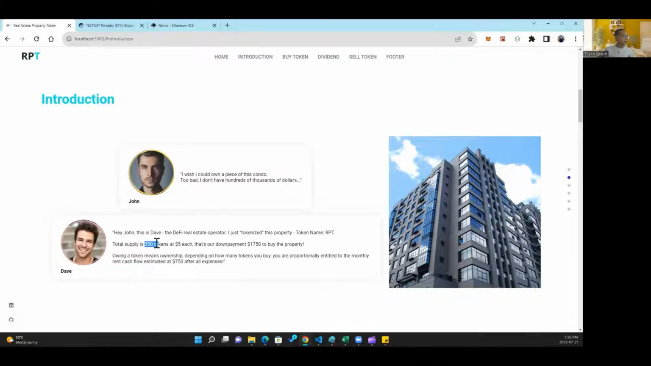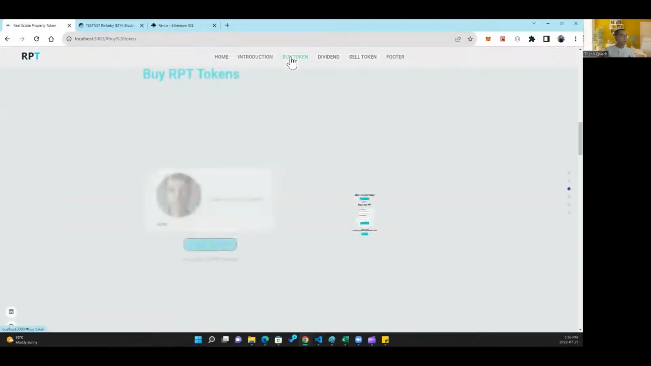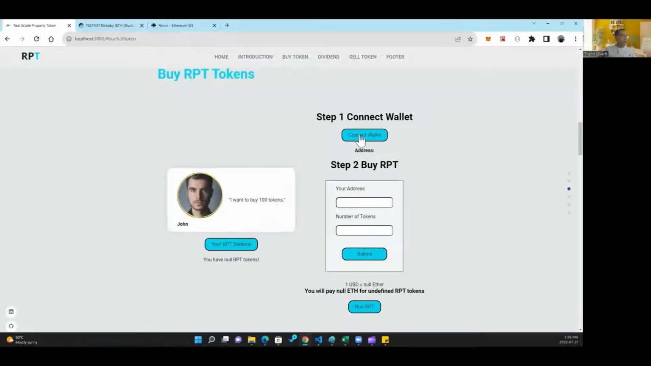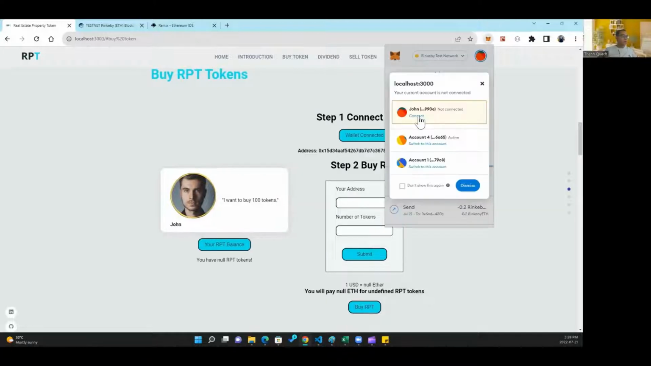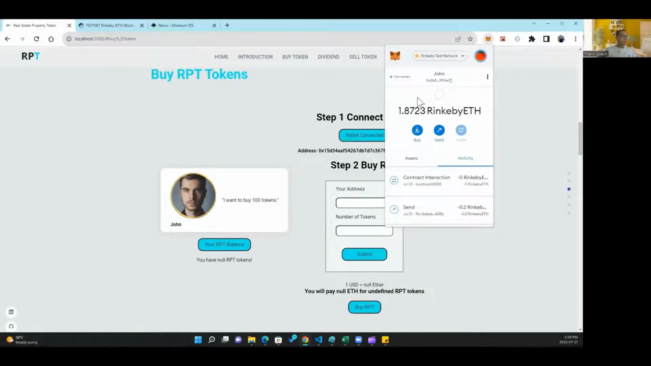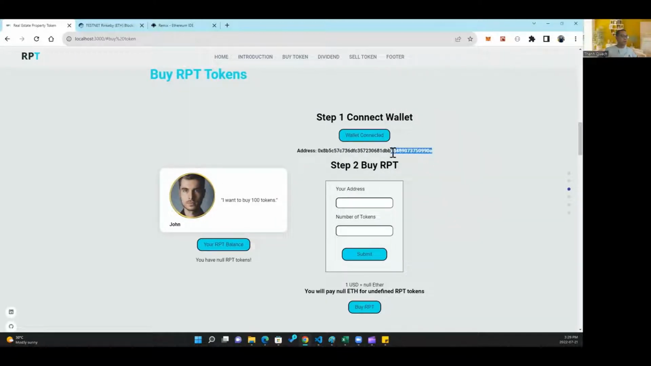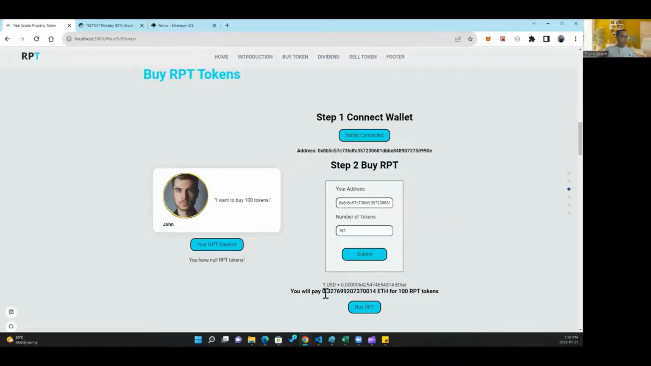John loved the idea, so he would like to buy some tokens. Let's go to buy tokens. The first step is to connect his wallet. He wants to buy 100 tokens at $5. Okay, connect. All right, so this is John's account. We're going to copy his address, put it here, and number of tokens is 100. Then if we hit submit, this is the ether that he has to pay for 100 tokens.